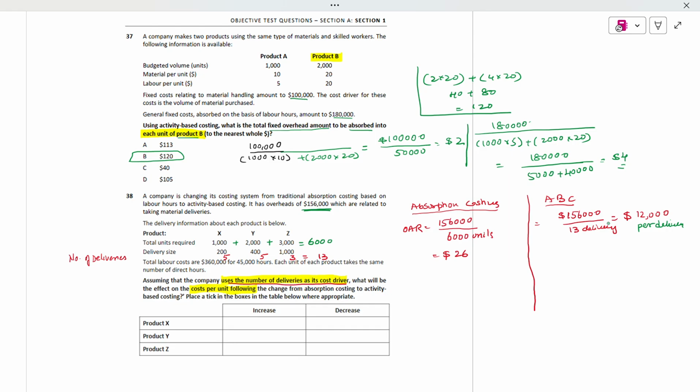12,000. Okay, per delivery, how many deliveries are there? 5, 5, and 5. If you take X, 12,000 times 5 divided by how many units are there? 1,000 units. How much will you get?